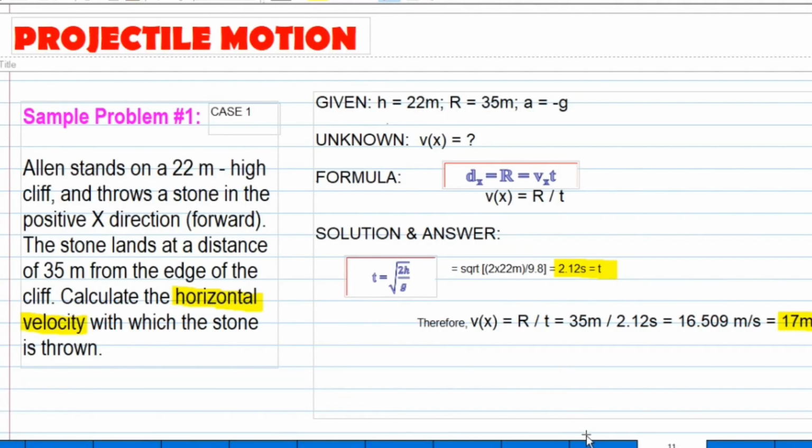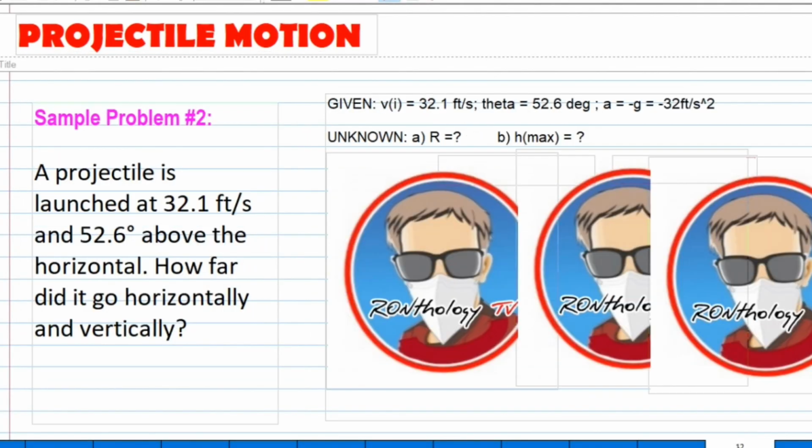Okay, now let's proceed to the next problem. Sample problem number 2. A projectile is launched at 32.1 feet per second. Ibig sabihin yan yung kanyang initial velocity, and an angle of 52.6 degrees above the horizontal. How far did it go horizontally and vertically?